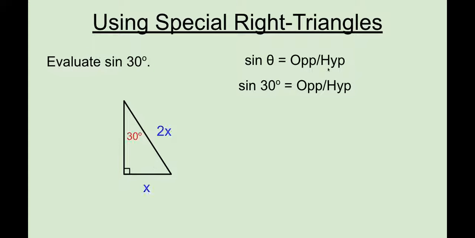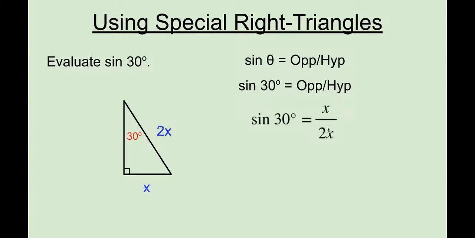So what is it? I'm going to get rid of the 60 part because I don't need any of that. Opposite of 30 is x, hypotenuse is 2x. So sine of 30 is x over 2x. All we need to do to evaluate this is simplify this expression. We divide out these x's. I'm going to show you the steps, because I'm not entirely sure we understand what's going on.